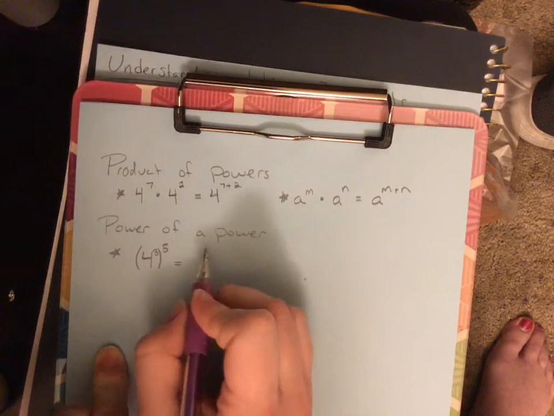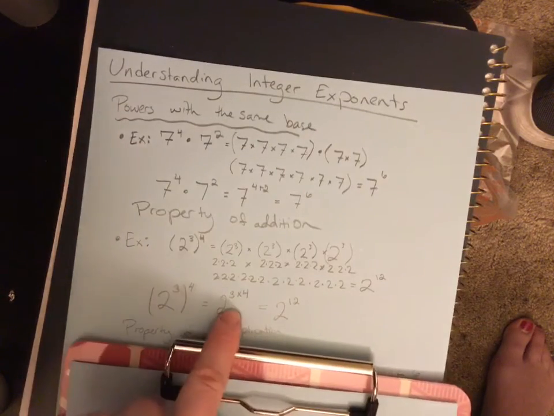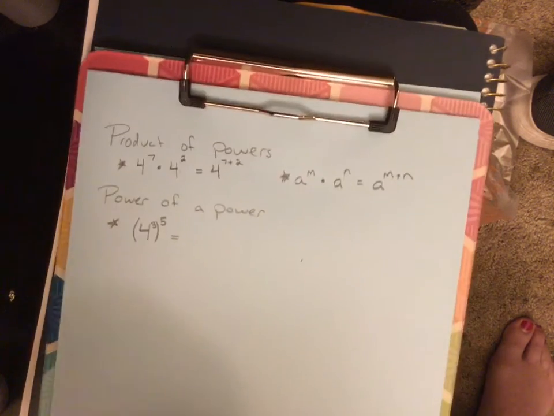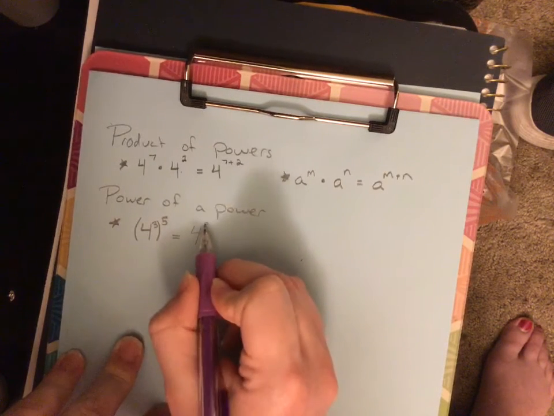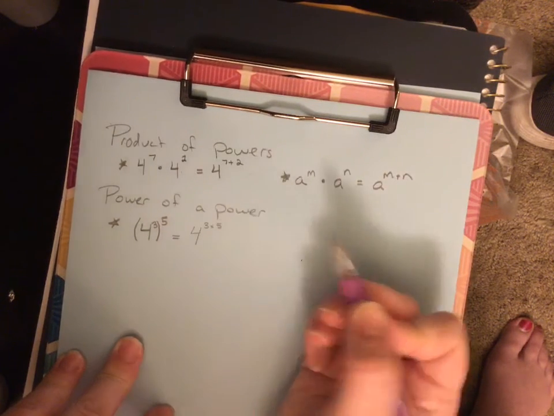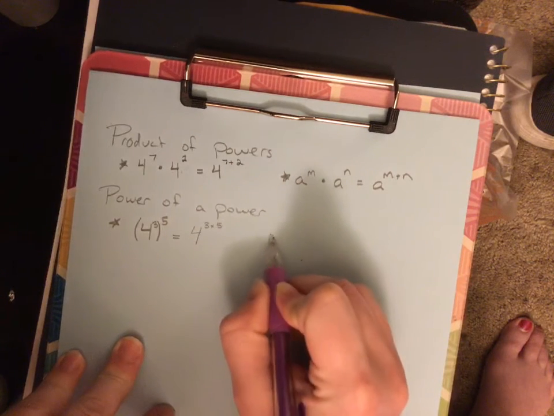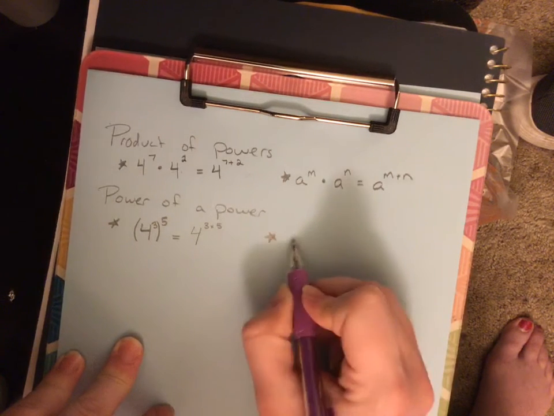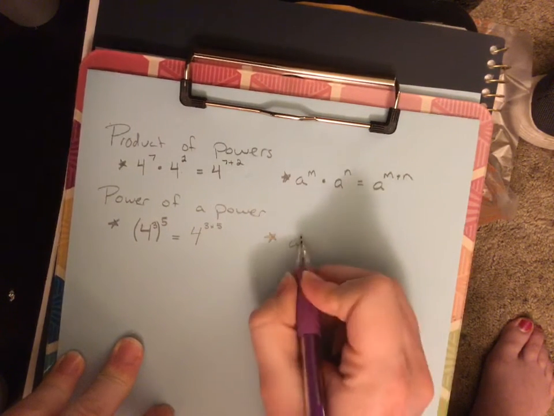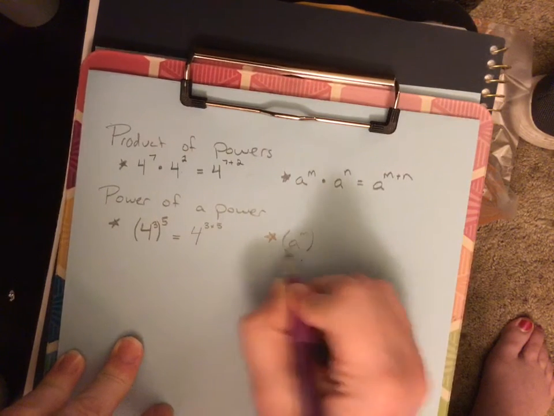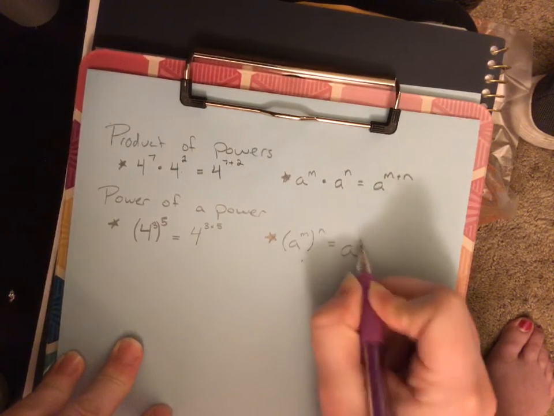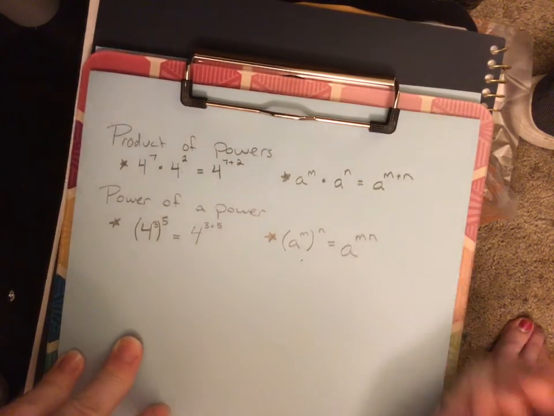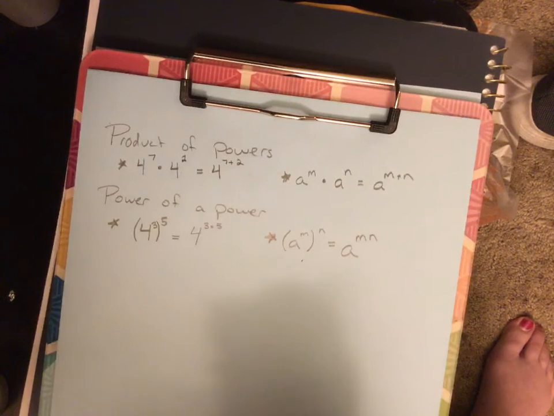is equal to, well, what did we do before? We said that turns into multiplying. So I'm going to do this. This is going to turn out to be 4 to the 3 times 5. And if you Google it, you're going to get letters, so I'll show you that too. A to the power of m raised to n is equal to A to the power of m n. All right.